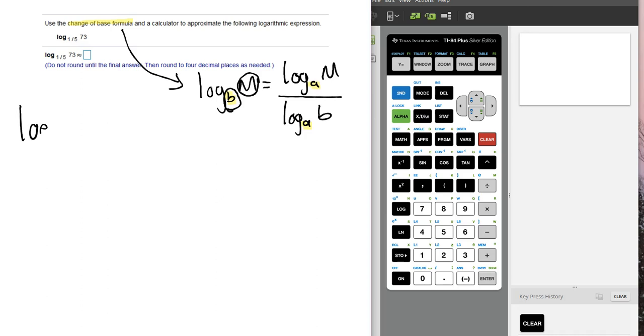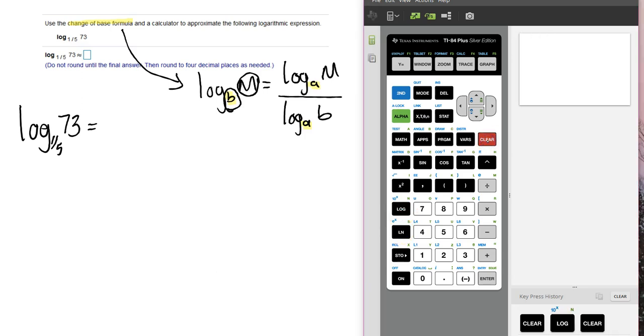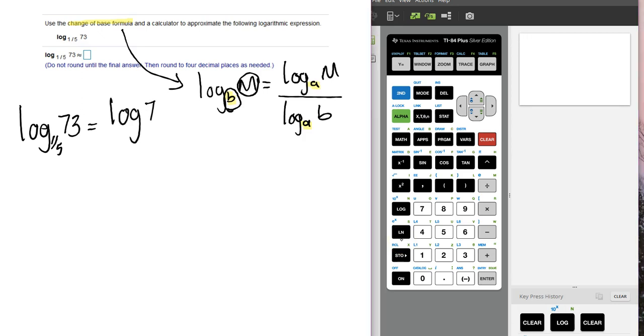So for this example, I have log base 1/5 of 73. And on my calculator, I have two buttons. I have the log button, and I have the ln button, that's natural log. So I'm going to choose to go to one of them. Log is base 10, ln is base e. So if I went to base 10, it would look like this: log of 73 over log of 1/5. If I use natural log, it would be natural log of 73 over natural log of 1/5.